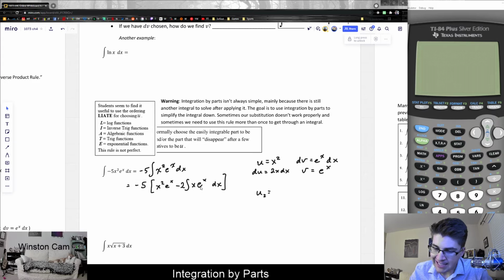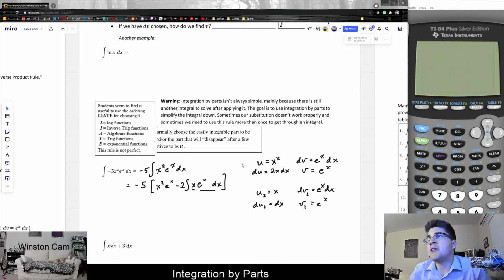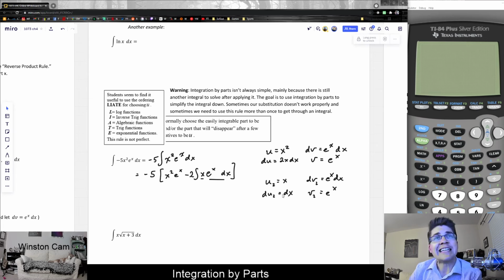And again, by LIATE, we'd want to pick x to be our u, and that would leave dv to be everything else. So then we'd have dv2 equal to, again, e to the x dx. Now du2 would just be dx, and v2, the antiderivative of dv2, would be just e to the x once again. Notice that in our first stage, we started with x squared and we differentiated to 2x. In the next stage, we had x and we differentiated down to just 1. And we shouldn't need to do it again.